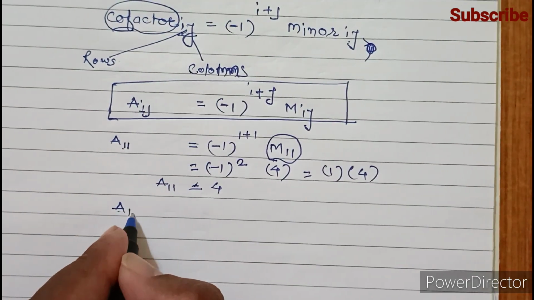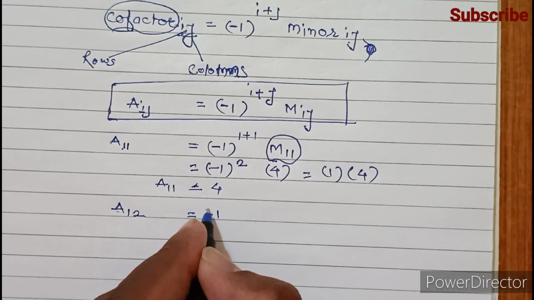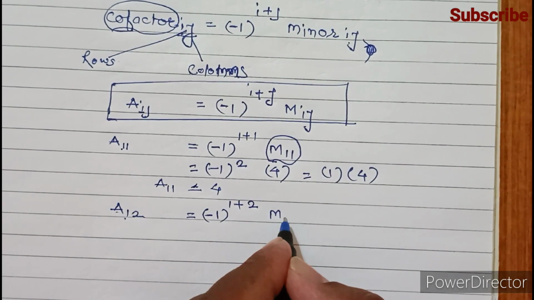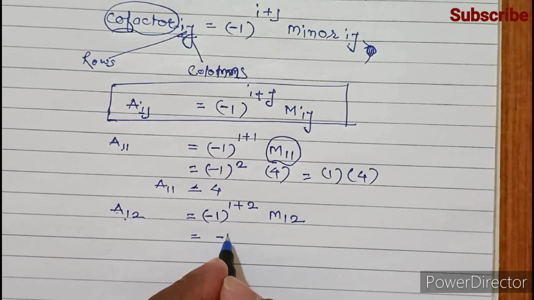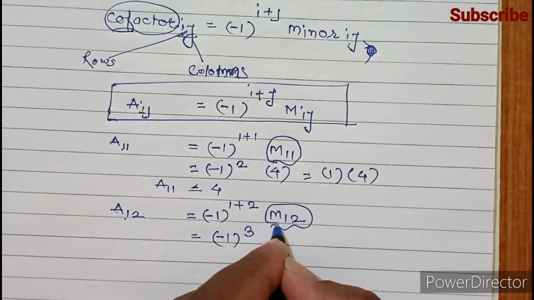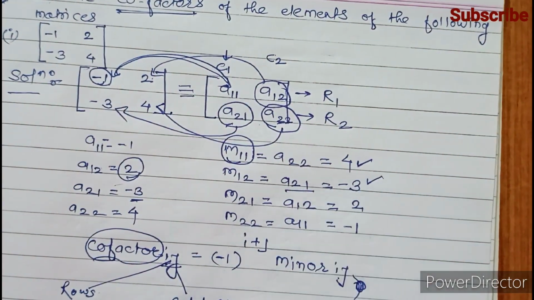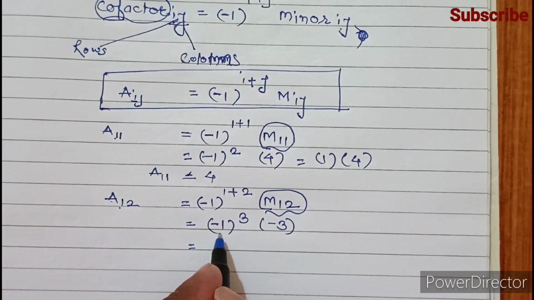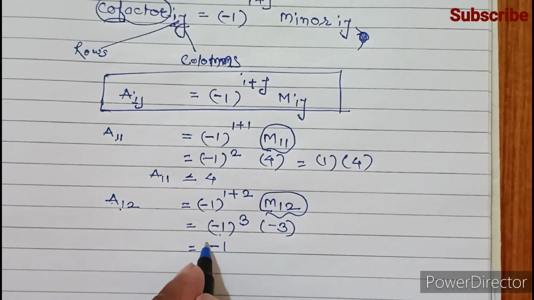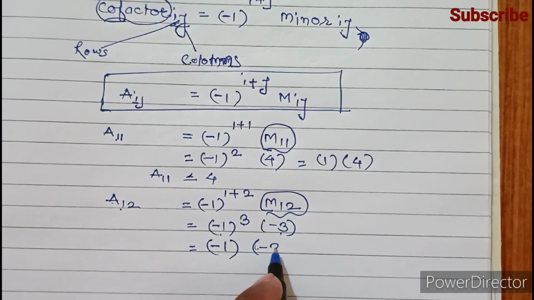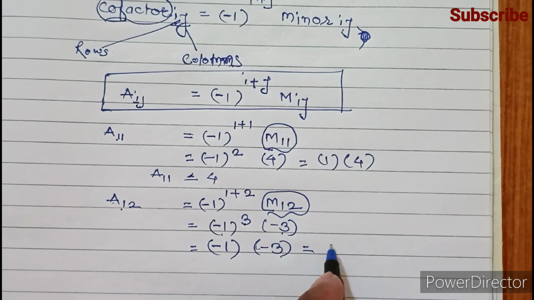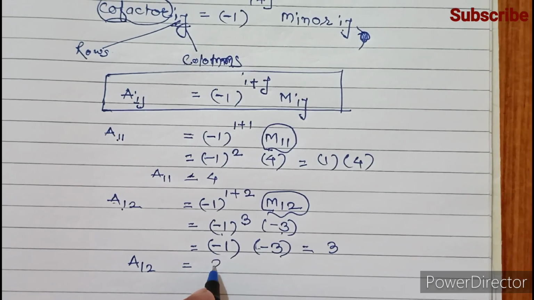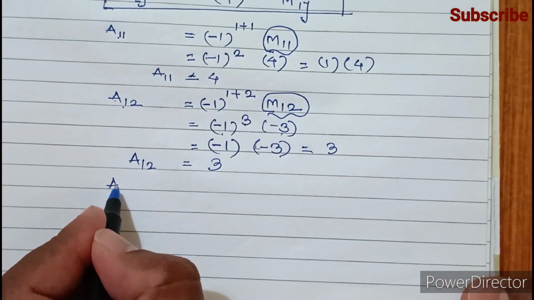Next, a12 equals (-1) to the power 1 plus 2, into m12, that is (-1) to the power 3. The value of m12 is here -3, so put -3 instead of m12. (-1) to the power an odd number remains minus, and minus into minus will be plus 3. We get the value of a12 equals plus 3. Now find the value of a21.